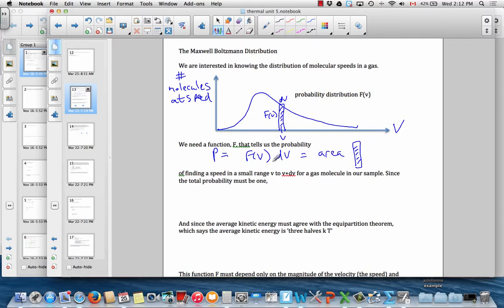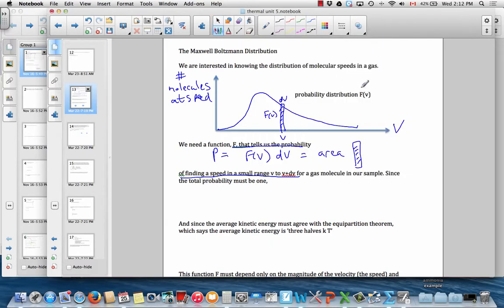So we're looking for this function f. And again, f tells us the probability of finding a speed in the small range from v to v plus dv. So I guess actually I haven't really labeled that properly. If it's from v to v plus dv, then I should really move the v coordinate over, because it's the start of that rectangle and not the midpoint of that rectangle.